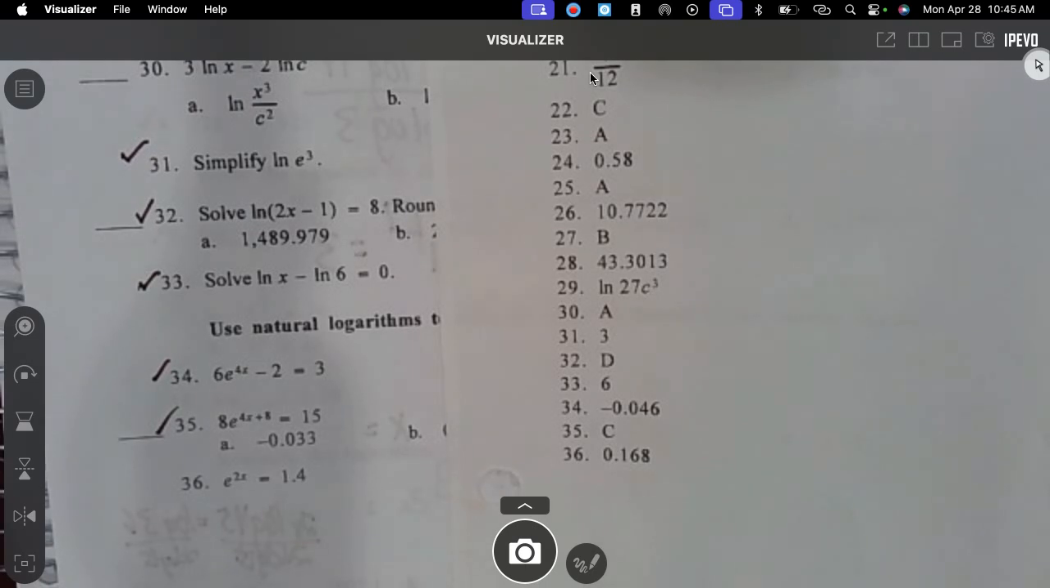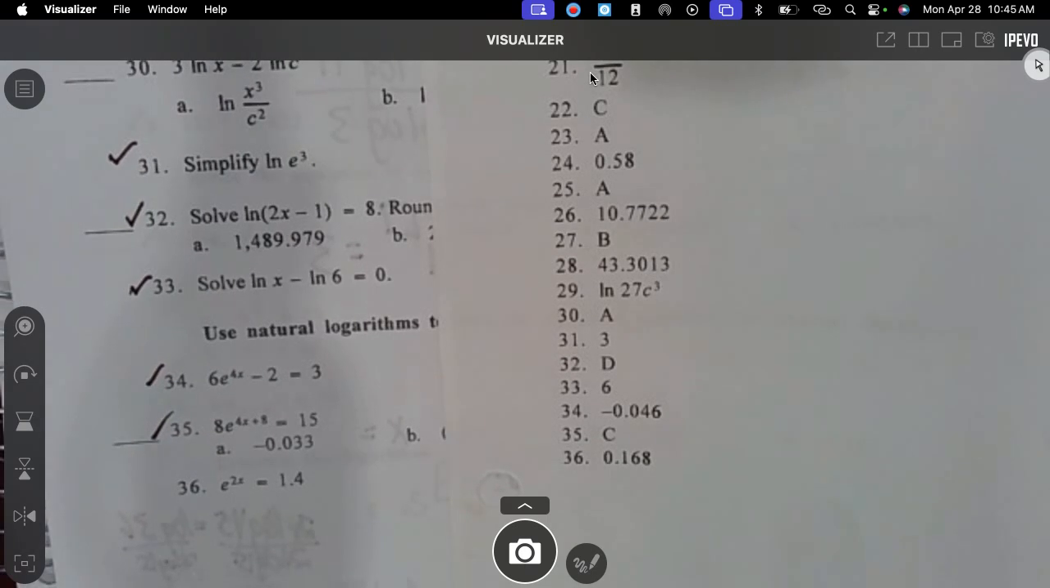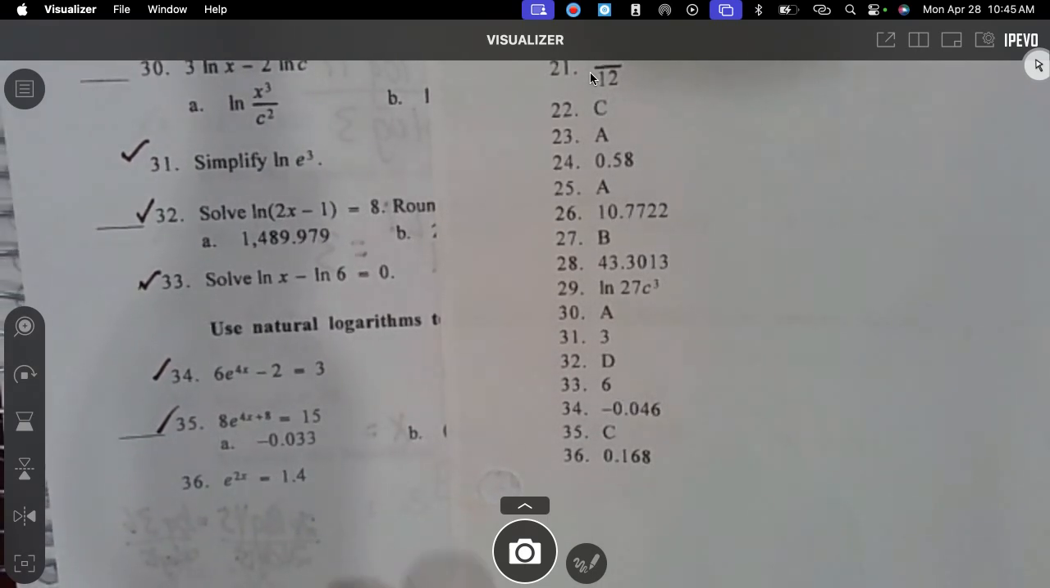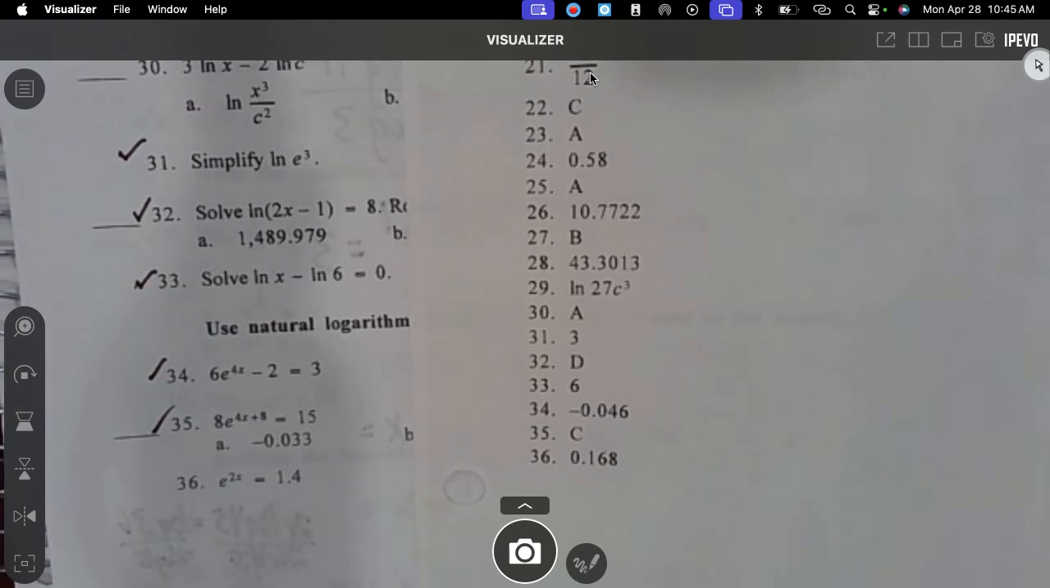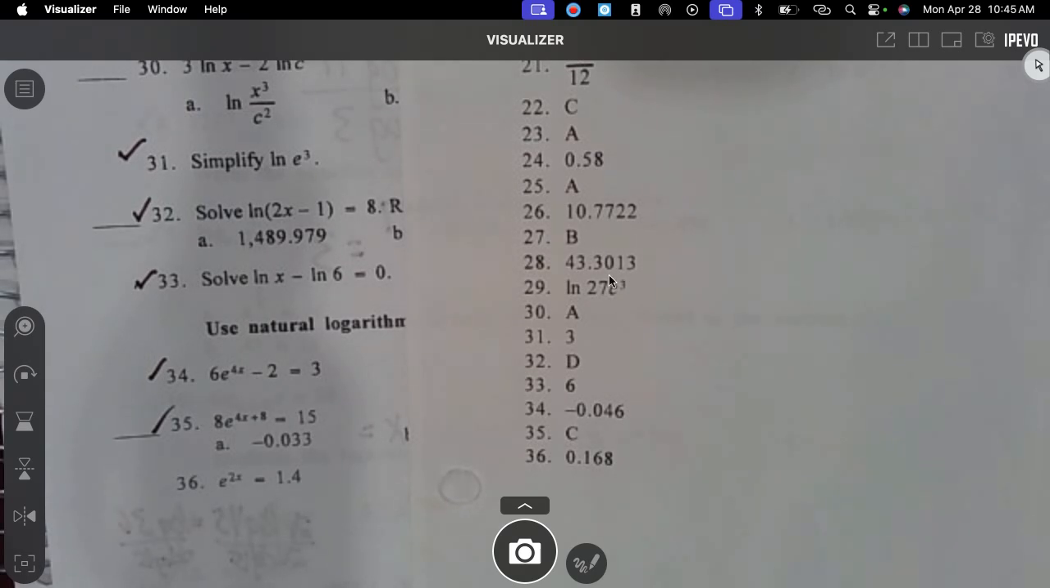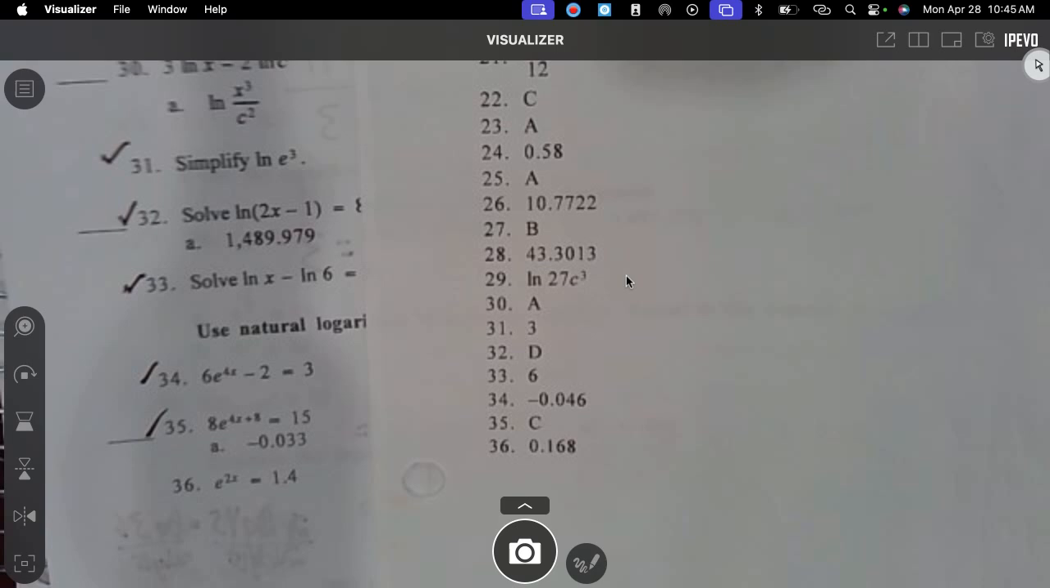Sarah, what was the answer? Well, 31's easy, I just went over it. It's just 3. Ashton, did you get 43? I got 4.3. Well, that's the answer for 28, 43.3013. Mine is 4.4. Whoa, you did something wrong. Did you graph it?